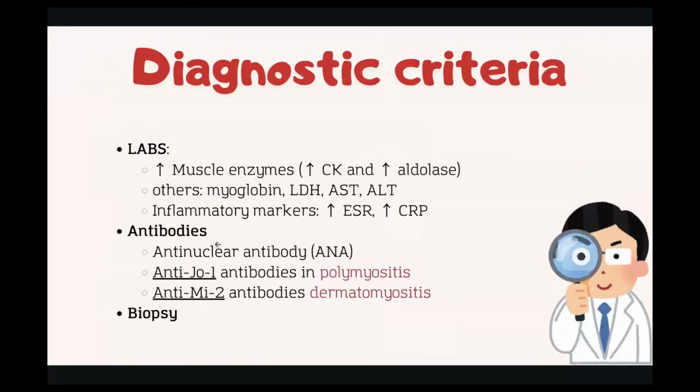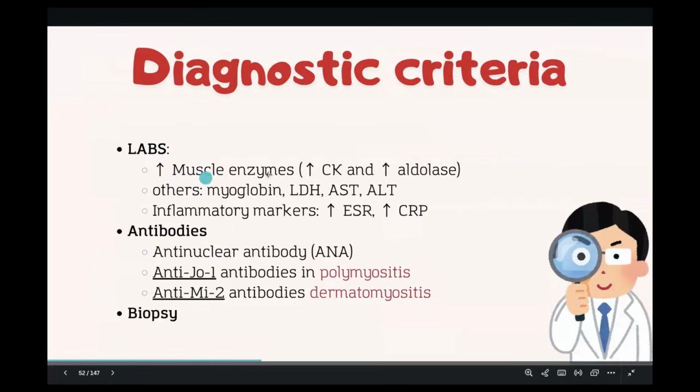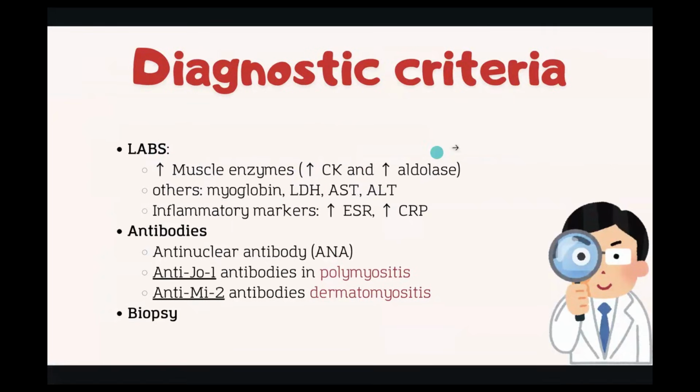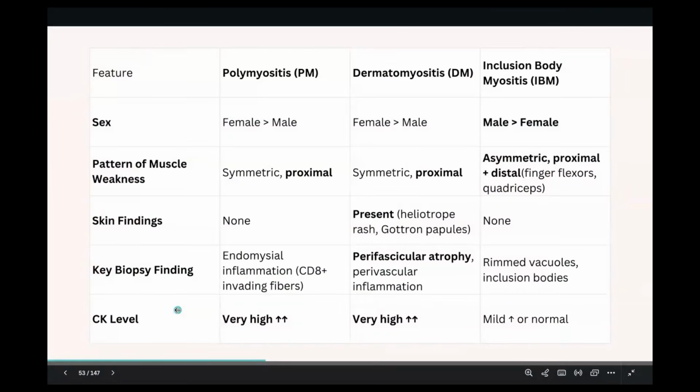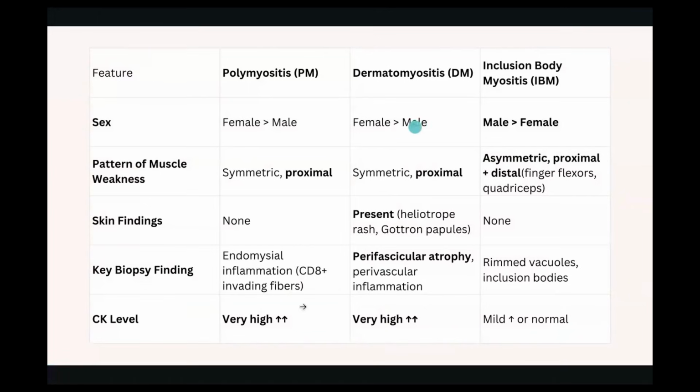So diagnostic criteria, the labs: you're going to have increased muscle enzymes, mainly CK, aldolase, and LDH, as I said. Inflammatory markers, ESR and CRP, are going to be high. Those are acute phase reactants. Antibodies: ANA, always positive. Anti-Jo1 for polymyositis and anti-Mi2 for dermatomyositis. And finally, we can do a biopsy. So this is a table I did for you guys just to compare each.